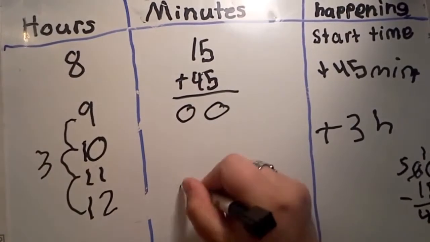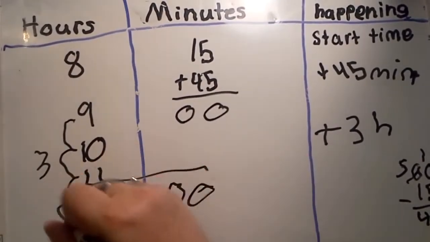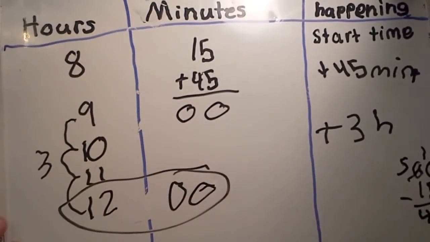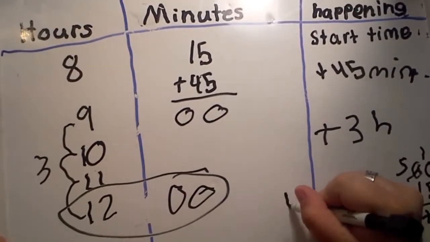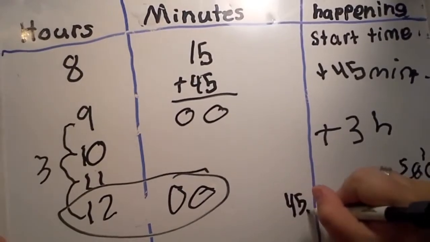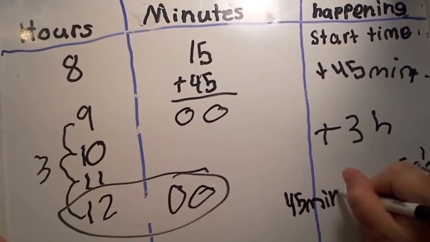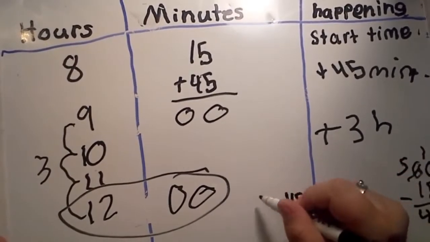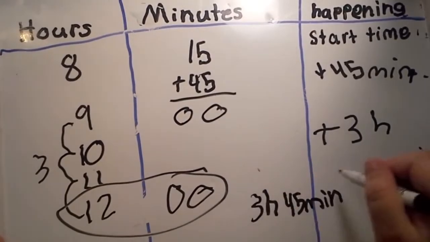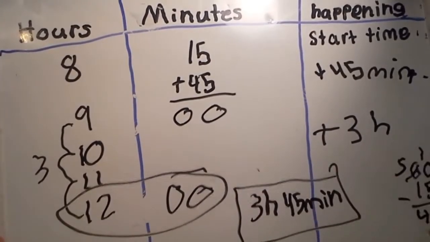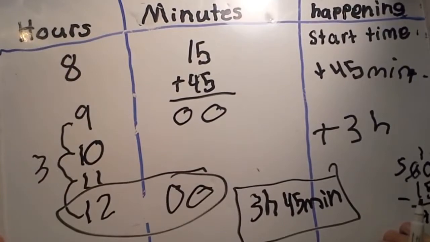Now that we got to 12 o'clock right here, we're going to look in our what's happening column. Well, I see that I started at 8:15. I added 45 minutes, so let me write that down. 45 minutes. And then I added 3 hours. So this is going to be the answer: 3 hours and 45 minutes. That's how long Christian's game lasted.